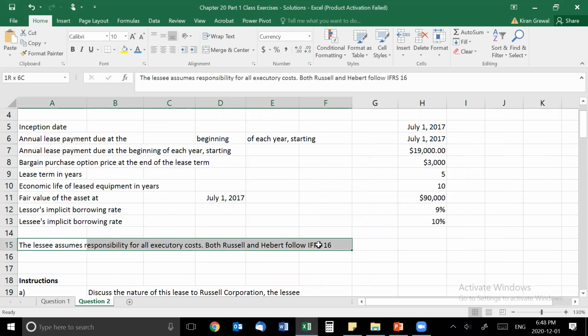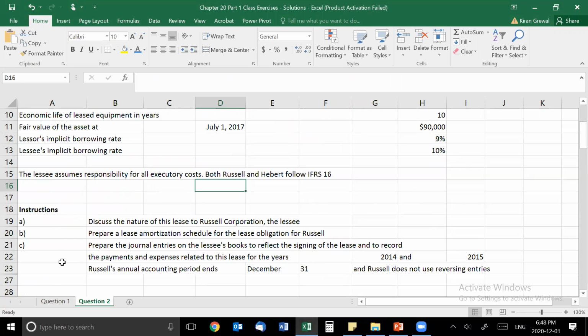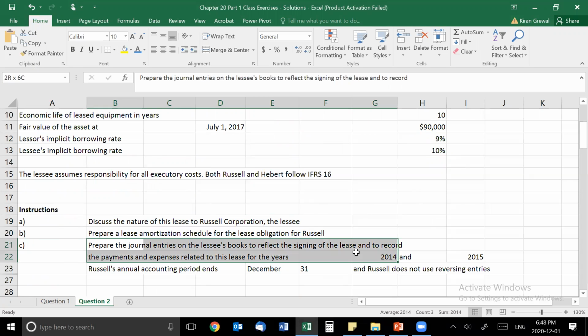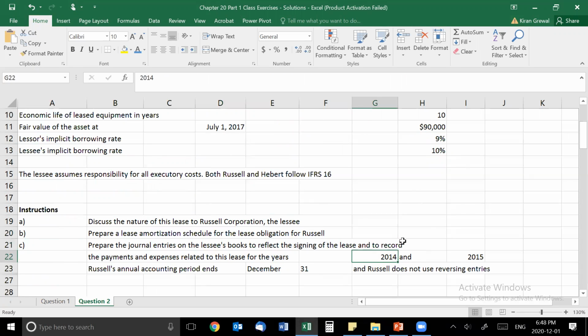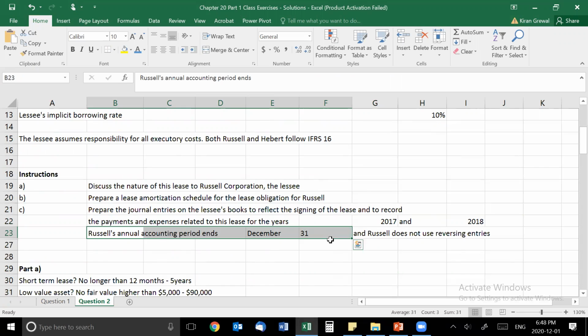Both Herbert and Russell follow IFRS 16. So discuss the nature of the lease to the lessee. Amortization table, prepare the journal entries for the lessee for 2014. This should say 2017 and 2018. Assuming that Russell's accounting period ends December 31st.